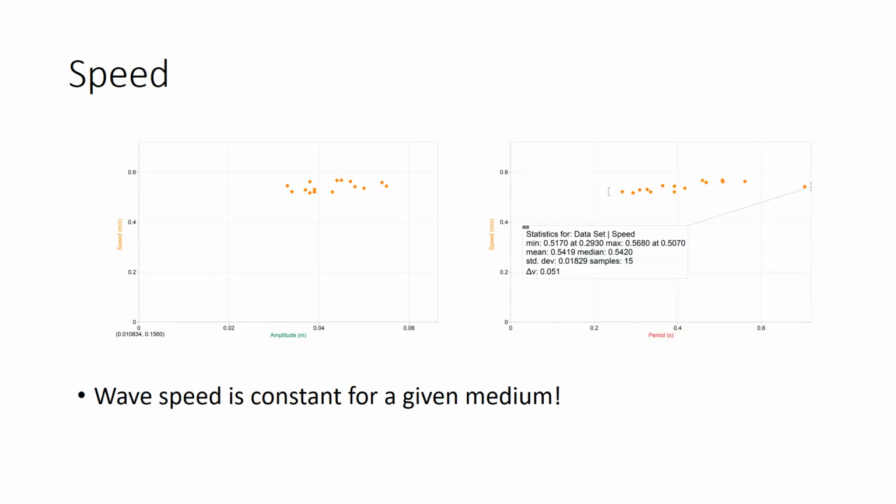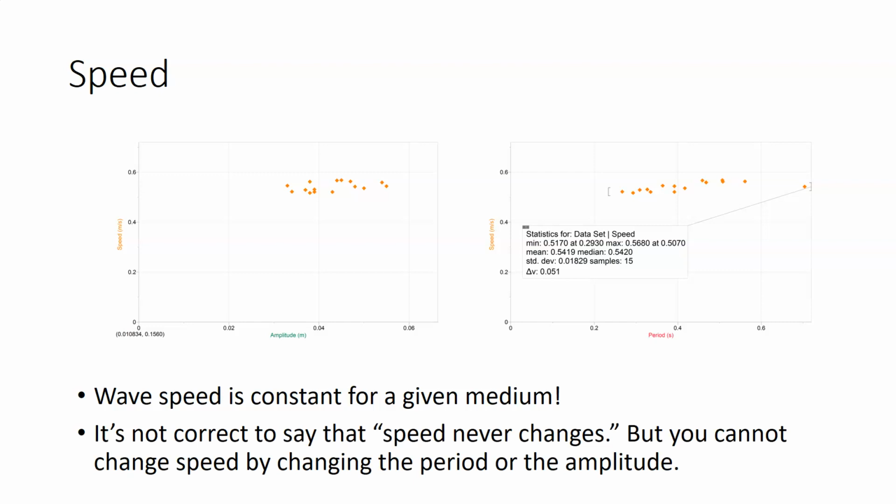But the thing that produced all these waves traveling at the same exact speed was that they were all in the same medium. And it's the medium that determines the speed of the wave, not the frequency or the period or the amplitude. It is not correct to say that speed never changes. Speed changes when something about the medium changes, but you cannot change speed by making bigger waves or making more frequent or less frequent waves.